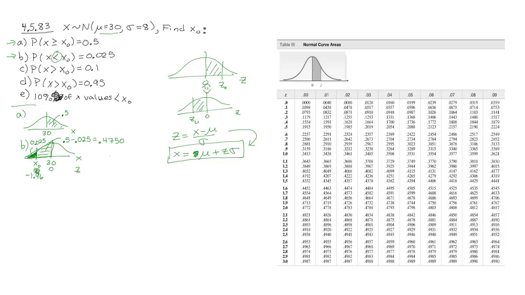So let's use that formula and figure out what our x naught value is. That x naught value is going to be whatever the mean is, which is 30. Then we're going to add a negative, so that's subtracting 1.96 times sigma, sigma being 8. Then we can take out a calculator. Let's see, we have 30 minus 1.96 times 8, and I get 14.32.